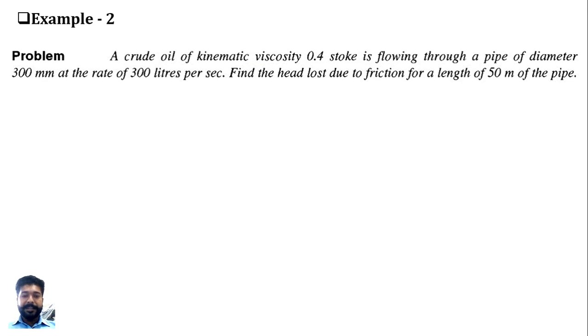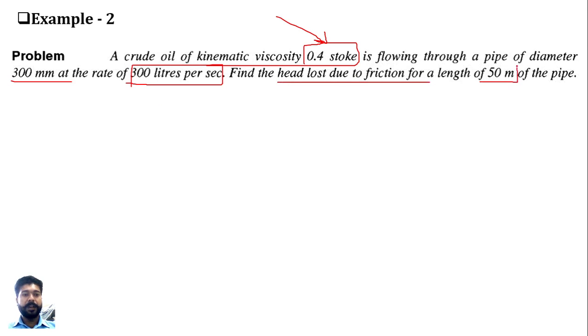Let's solve another example based on this formula. A crude oil of kinematic viscosity 0.4 stoke, so convert it by multiplying 10 to the power minus 4, in meter square per second. This is your kinematic viscosity, small v. It is flowing through a pipe of diameter 300 mm at the rate of 300 liter per second. So here it is your discharge Q, 300 liters per second. Find the head loss due to friction for the length given, 50, of the pipe.